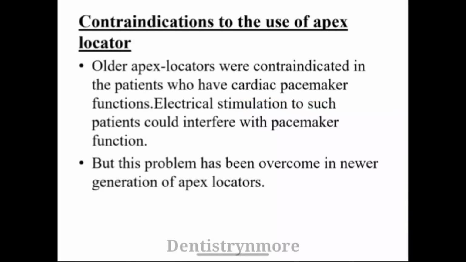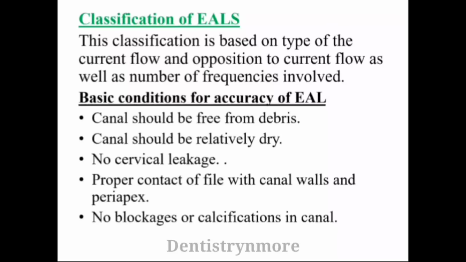There are many generations, and now we are moving to the classification of electronic apex locators, which is based on the type of current flow and opposition of the current flow, as well as the number of frequencies involved. The basic conditions for accuracy are that the canal should be free from debris, it should be dry, and there should be no cervical leakage, no blockage or calcification in the canals.